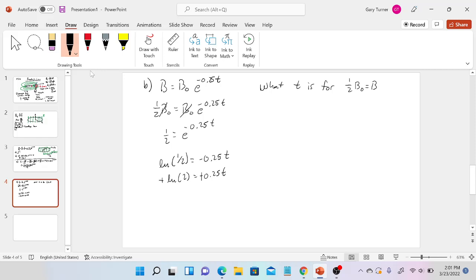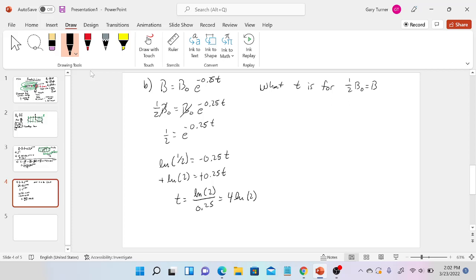And my negative signs cancel out. And so then t, which needs to be positive, which is a good thing, is going to be the ln of 2 divided by 0.25, or the same thing as 4 times the natural log of 2. Okay? So this is how long it takes for the magnetic field to be dropped by a factor of 1 half.